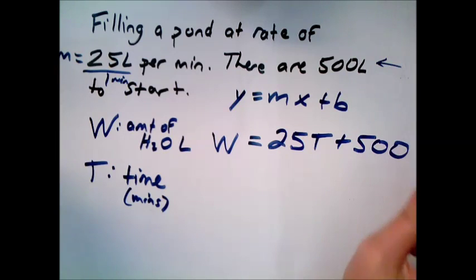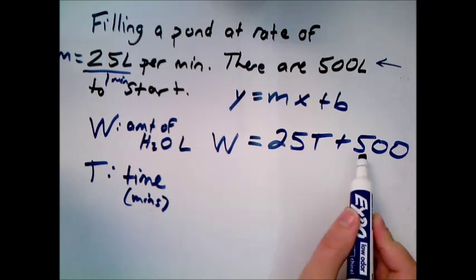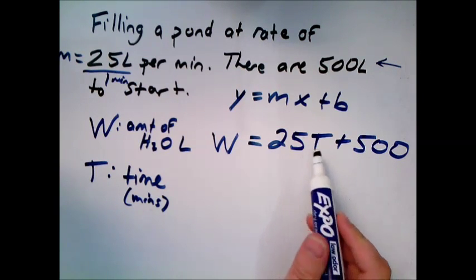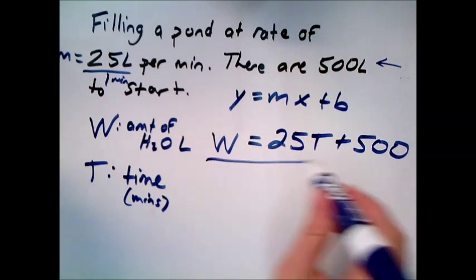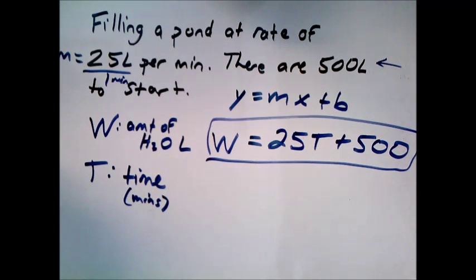And then you could try it out for different values, like if you put time as 0, you get 500 to start with. And if you put time as, say, 1 minute, you have 500 plus another 25 liters. So it looks like this equation works. And then they want us to graph it.